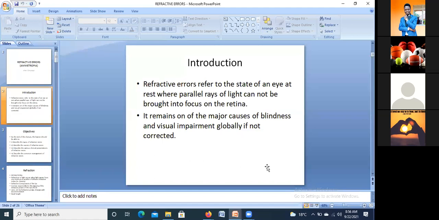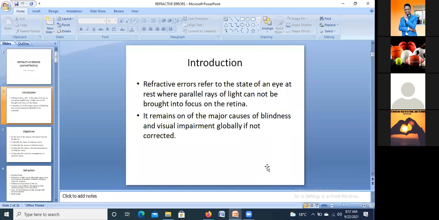So I'm just trying to explain what I mean by an eye at rest. That's an eye where the ciliary muscles are relaxed. And that's what we mean by an eye at rest. And that is when you're looking at a distance. When you're looking at a near object or a near surface, your eye is accommodating, so it is not at rest.